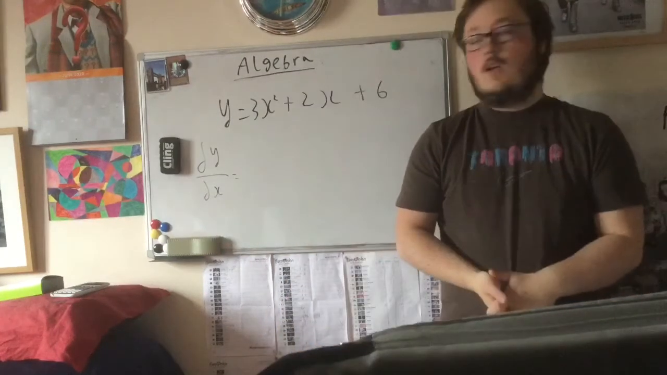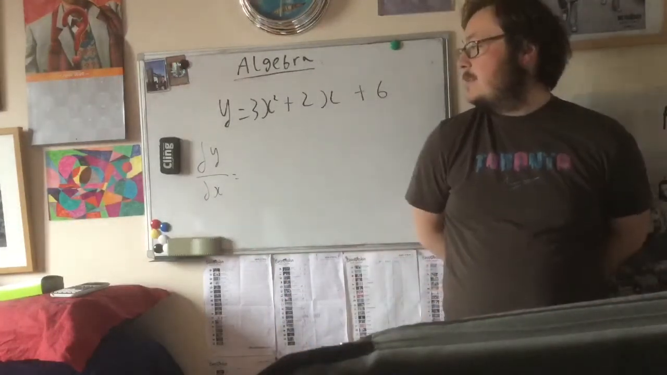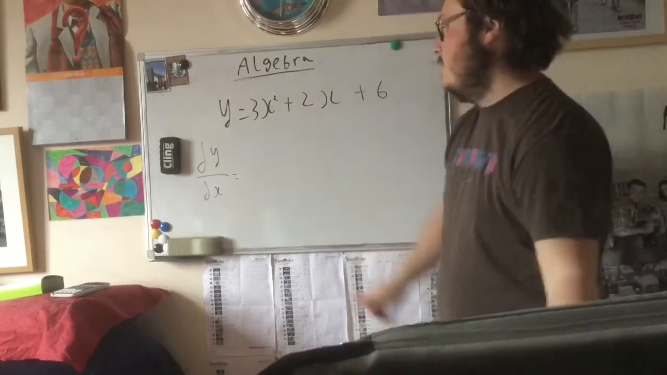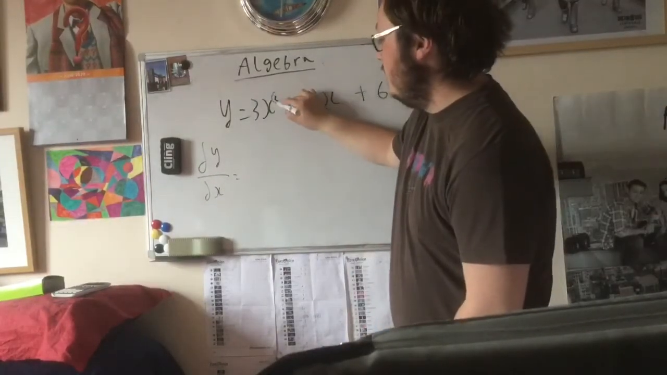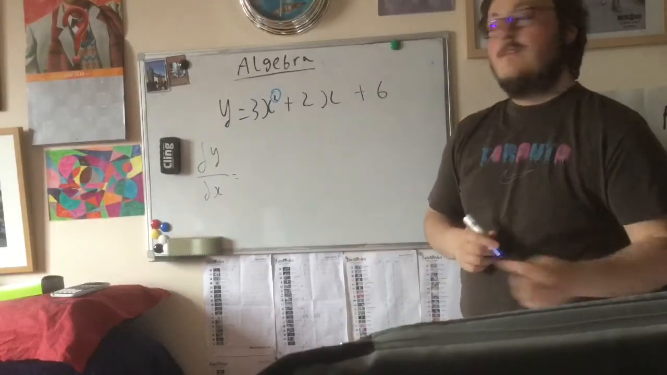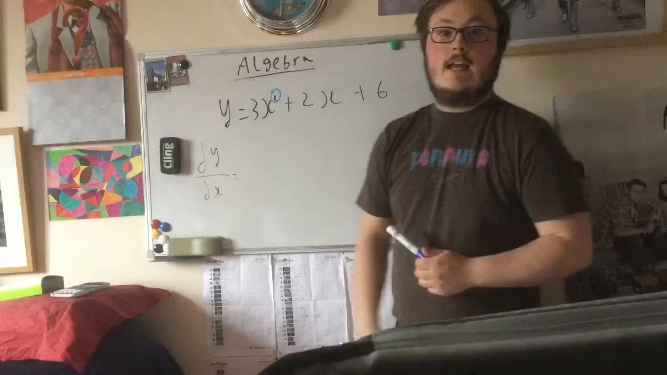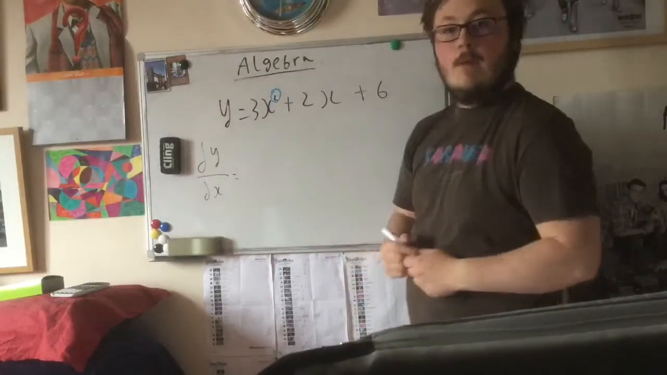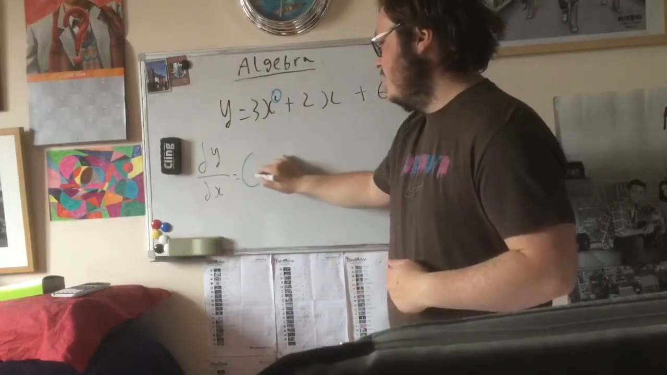Well, what will this one look like? Y equals 3x squared plus 2x plus 6. Let's differentiate it. So the first one, we focus on our indice, the 2 here, and we multiply that by what's in front of our x, which in this case is 3. So we do 3 multiplied by 2, so the first part is the 6.